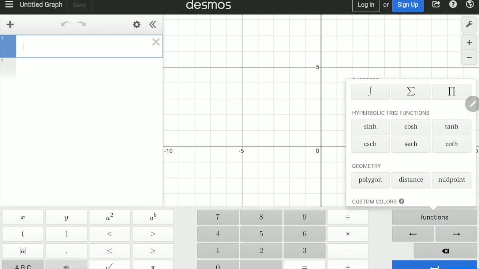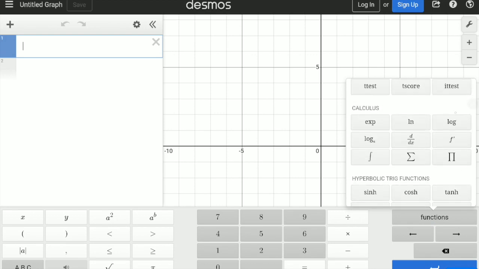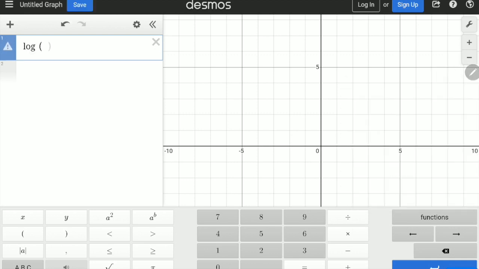Desmos, you can find any logarithm, log of any base in the menu here. ln is the natural log. Log is log base 10. And then they have this extra key, log base a. So if we click on log base a, it will allow us to enter a subscript. So I can do 5 of 100. So that's the value for log base 5 of 100.